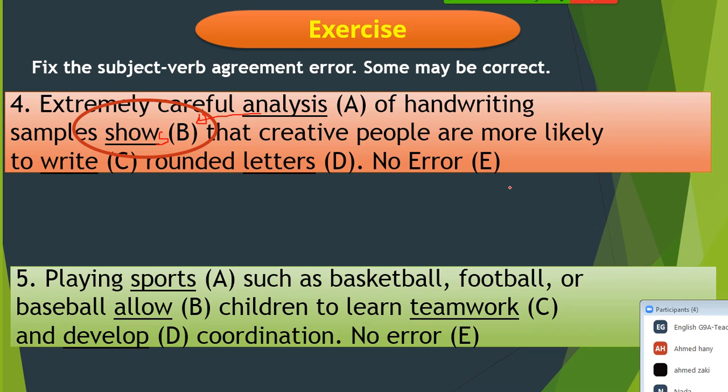Okay, let's go to number 5. Ahmed, you are going to read it and tell me why. Playing sports such as basketball, football, or baseball allow children to learn teamwork and develop coordination. No error. And no error means that this is one of the choices. It ends at develop coordination.